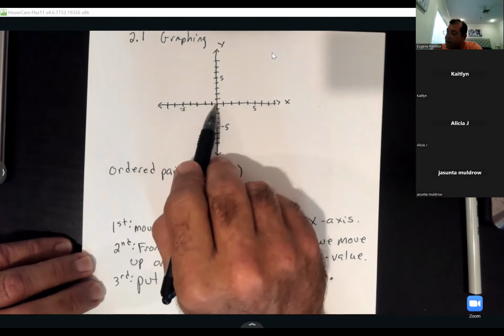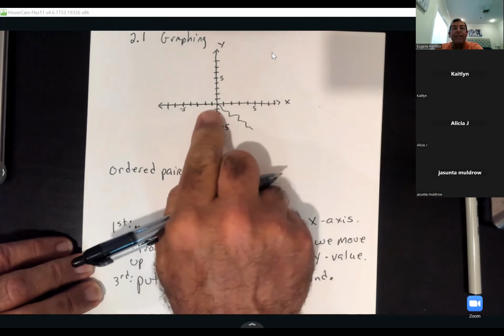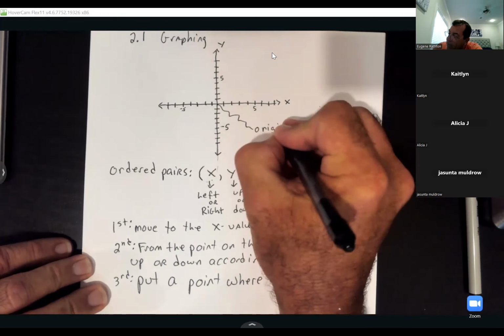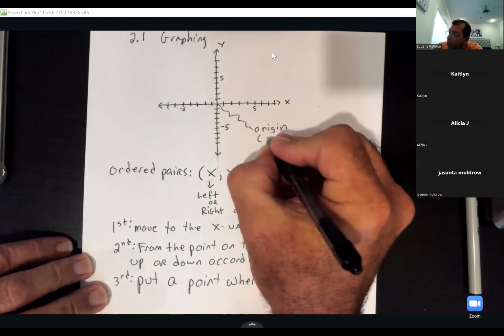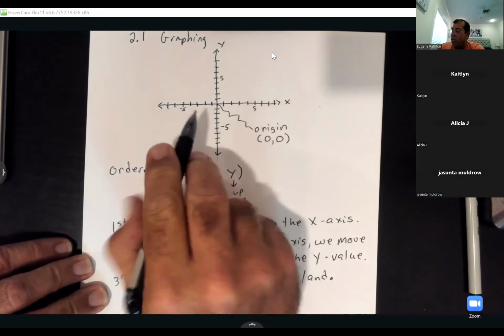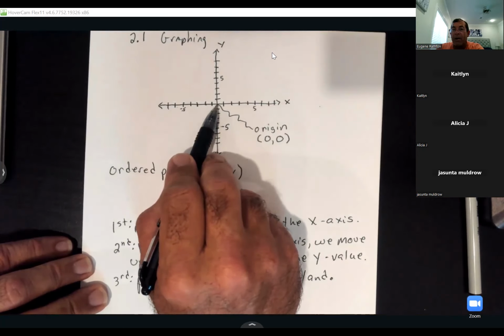So this center of this graph right here, that center is called the origin. And the origin's coordinates are 0, 0. When you're in that center, the x value is 0 and the y value is 0.